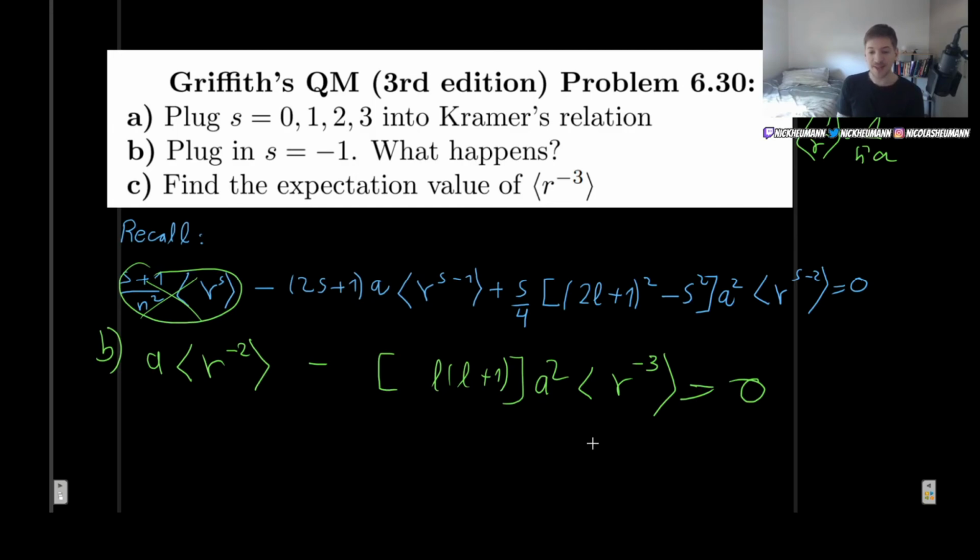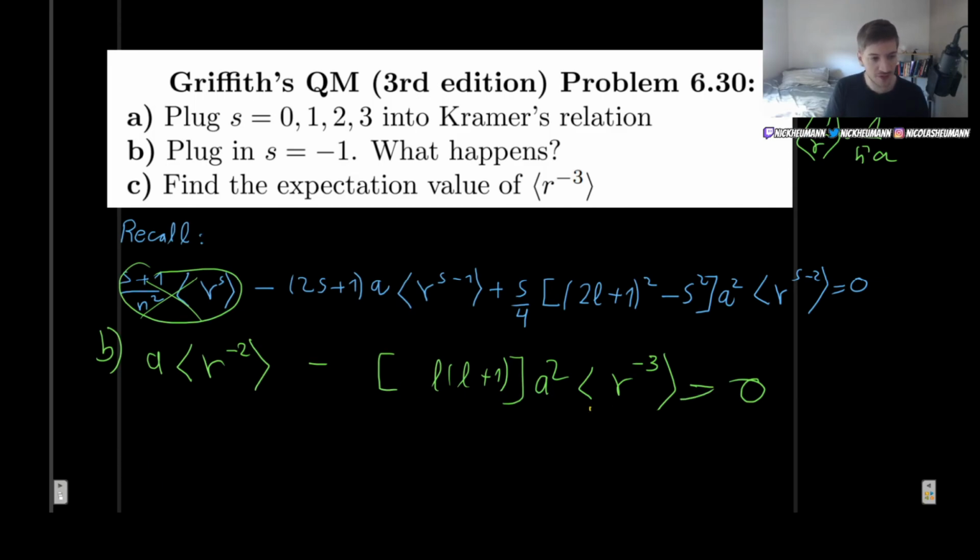So if we plug in s equals minus 1, we get this. And what is this? This basically tells us if we have the expectation value of r to the minus 2, we can find the expectation value of r to the minus 3. But unlike what we had before, when we started off with s equals 0, we immediately found the first expectation value, and then we could just keep going. But if we go to s equal minus 1, we need the expectation value of r to the minus 2, which we don't have, at least not by using Kramer's relation. So we have a little bit of a hiccup here. To use this, we need to know this expectation value, and we have to find it through some other means. We can't just find it with Kramer's relation itself.